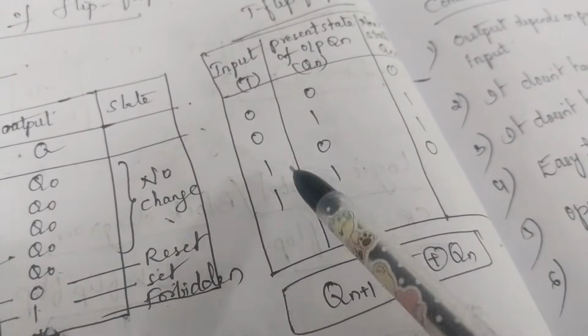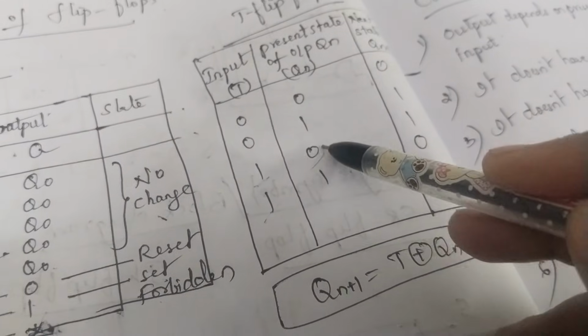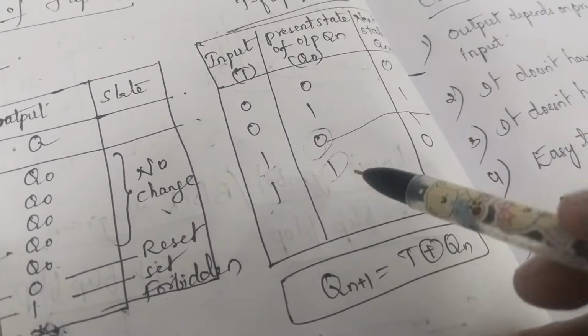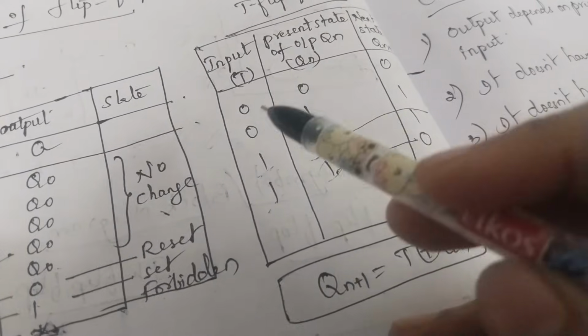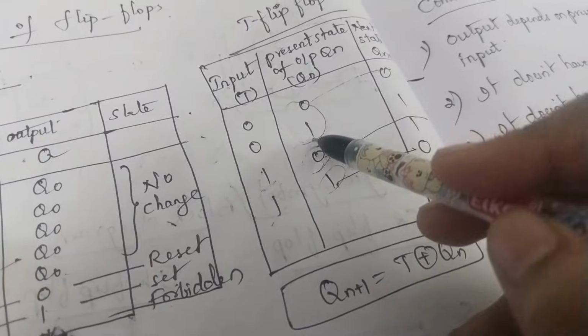Okay, the XOR gate, or simply you can write it with T is 1. If T is 1, the output is the complement of the previous state. So the complement of 0 is 1, and the complement of 1 is 0. But when T is 0, the output is not going to change. So 0 remains 0, 1 remains 1.